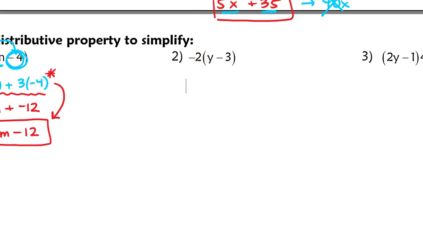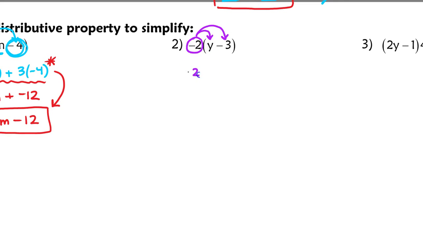Now in this problem we actually have a negative 2 out in front of the parentheses. So it's really important to make sure that we carry that negative 2 because we have to distribute a negative to both terms. Don't ignore the negative sign out in front of that number. So what we're going to do is take negative 2, multiply it by y, and then we're going to add to it another term. So the second term here is going to be negative 2 times negative 3. Okay? You don't have to use parentheses. I just like using parentheses, especially when there's negatives involved.